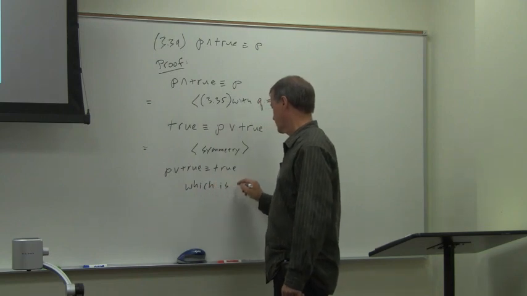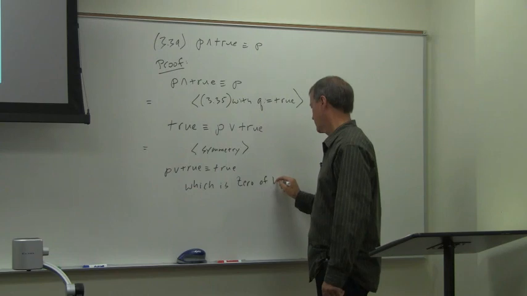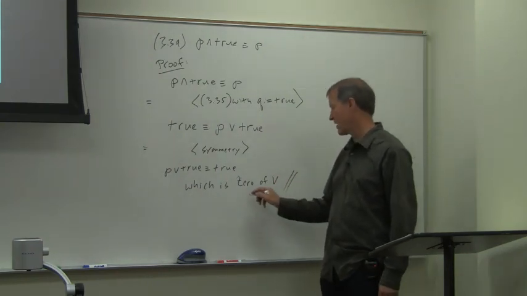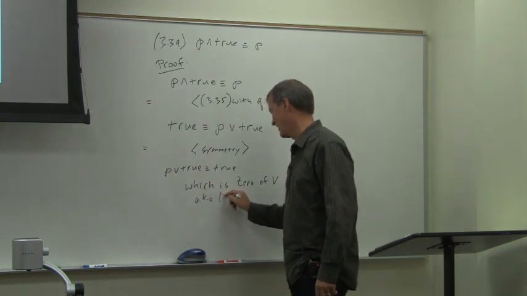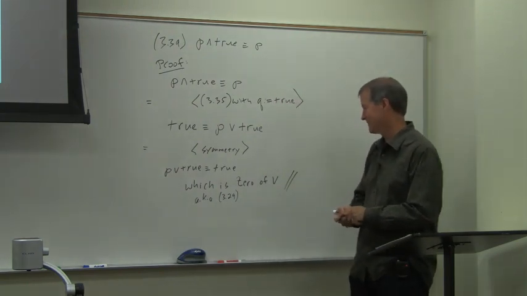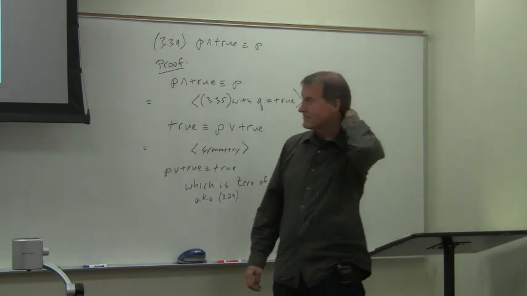Zero of or, AKA 3.29. Boom, we're done. AKA 3.29. You gotta quote me on that. Are we good? We're golden.